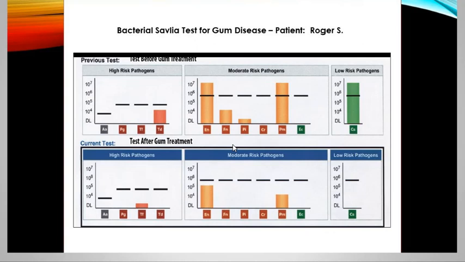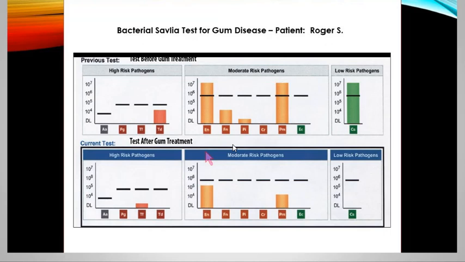Once again, here's another bacterial test. As you can see, this is Roger. Roger had periodontal disease. He was actually coming to me referred by a cardiologist. He was ready to go in and have some cardiac surgery, and the doctor asked if he had seen his dentist recently. And what this bacterial test, as you saw from before, shows us, this is the pre-test and this is the post-test. This is the test before gum treatment, and this is the test after gum treatment. So before scaling and root planing with antibiotic use, and after.